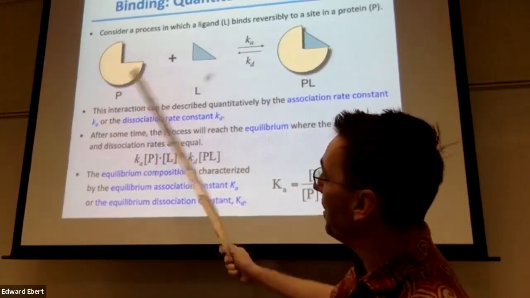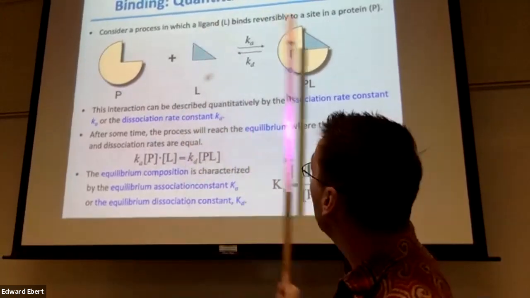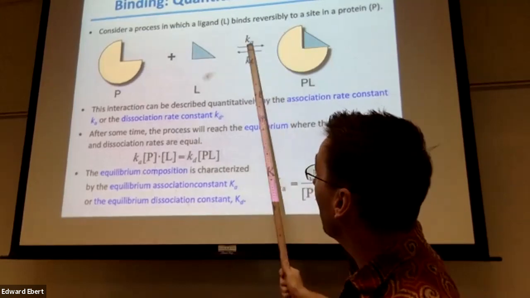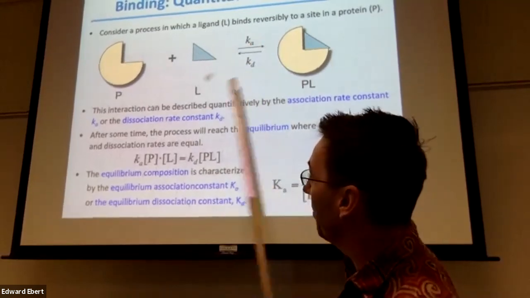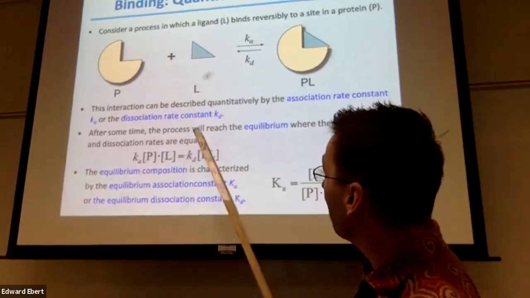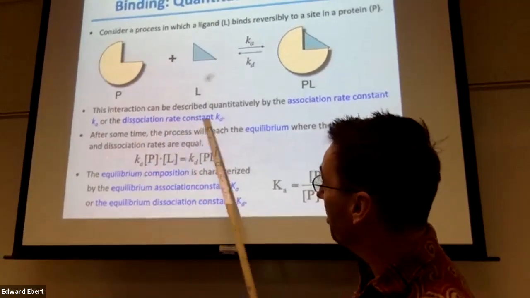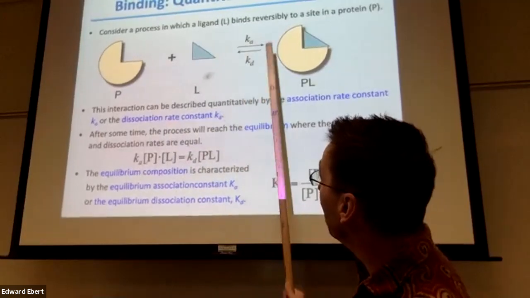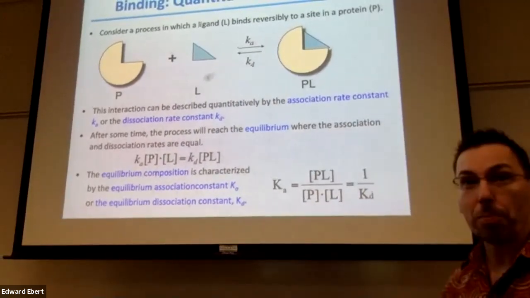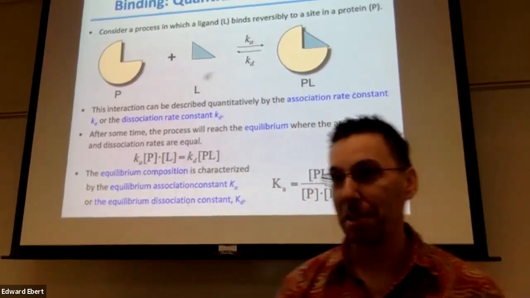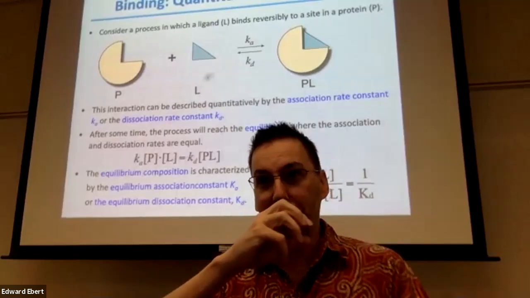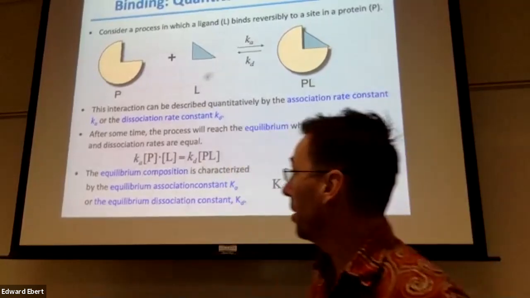But here's our protein. Here's our ligand. They bind together. We get a protein-ligand complex. Right? We can have an association constant. We can have a dissociation constant. Okay. So our association rate constant Ka, dissociation rate constant Kd. One in each direction there. Right? When we hit equilibrium, what that basically means is that the rate of ligand binding is the same as ligand dissociating. Okay?